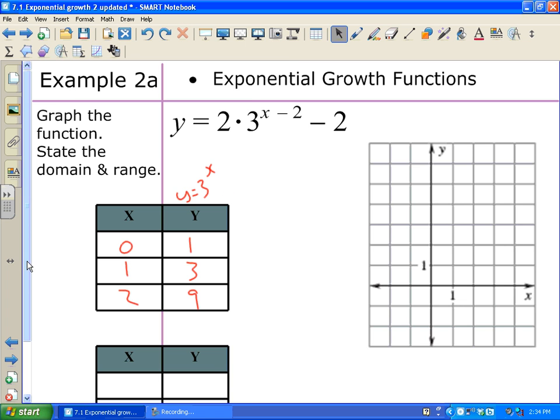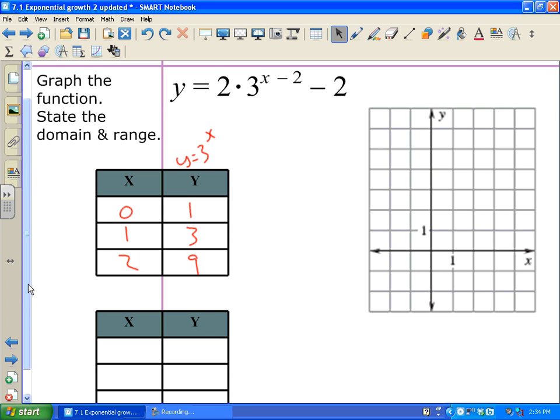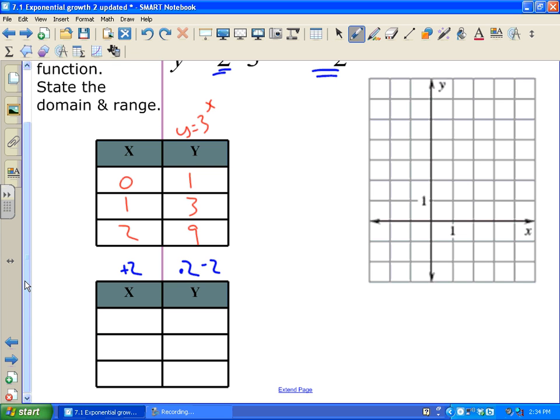Next up, how do we change? Opposite x plus 2, same y, multiplied by 2, and then subtract 2. Take your x changes first. 0 plus 2 is 2. 1 plus 2 is 3. 2 plus 2 is 4.